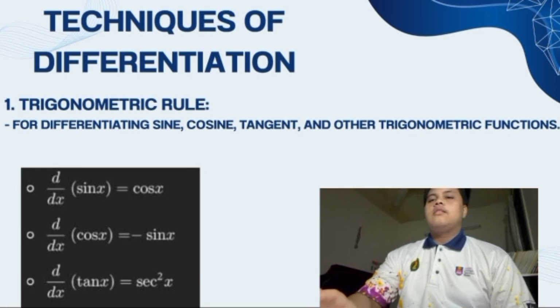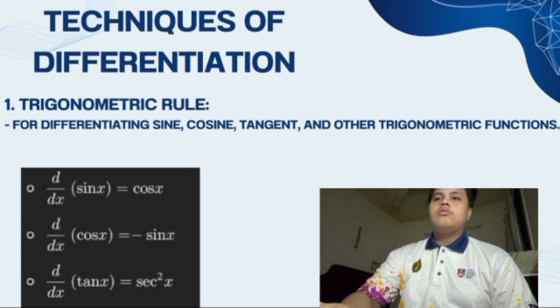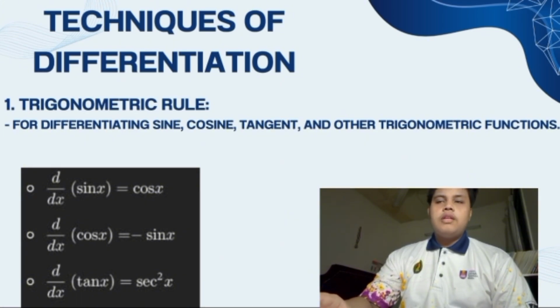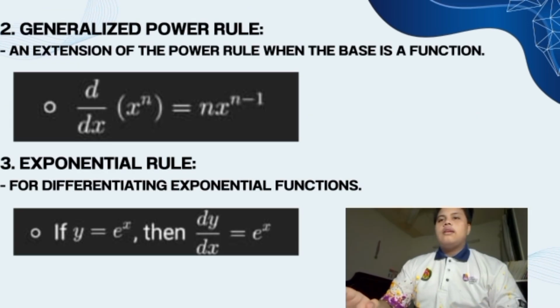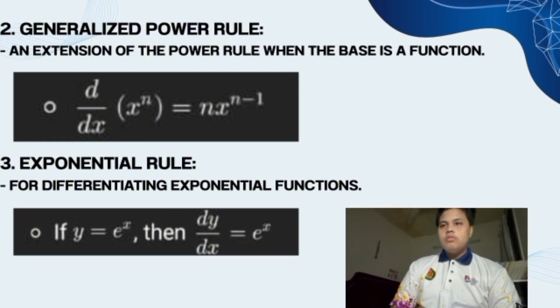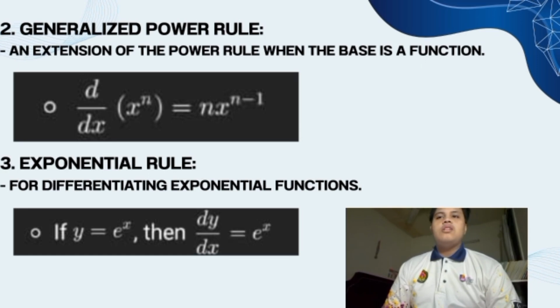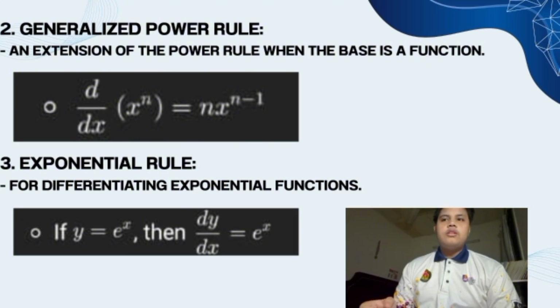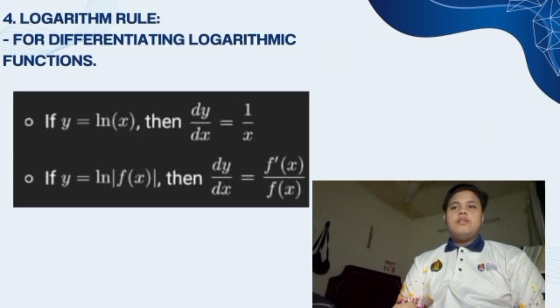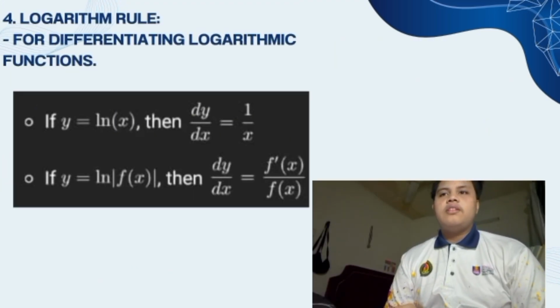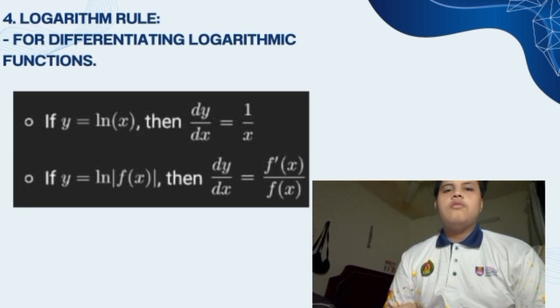Techniques of differentiation. First, we have the trigonometry rule for differentiating sine, cos, tangent, and other trigonometry functions. Second, we have the generalized power rule, an extension of the power rule when the base is a function. Third, we have the exponential rule for differentiating the exponential function. And fourth, we have the logarithm rule for differentiating the logarithmic function.